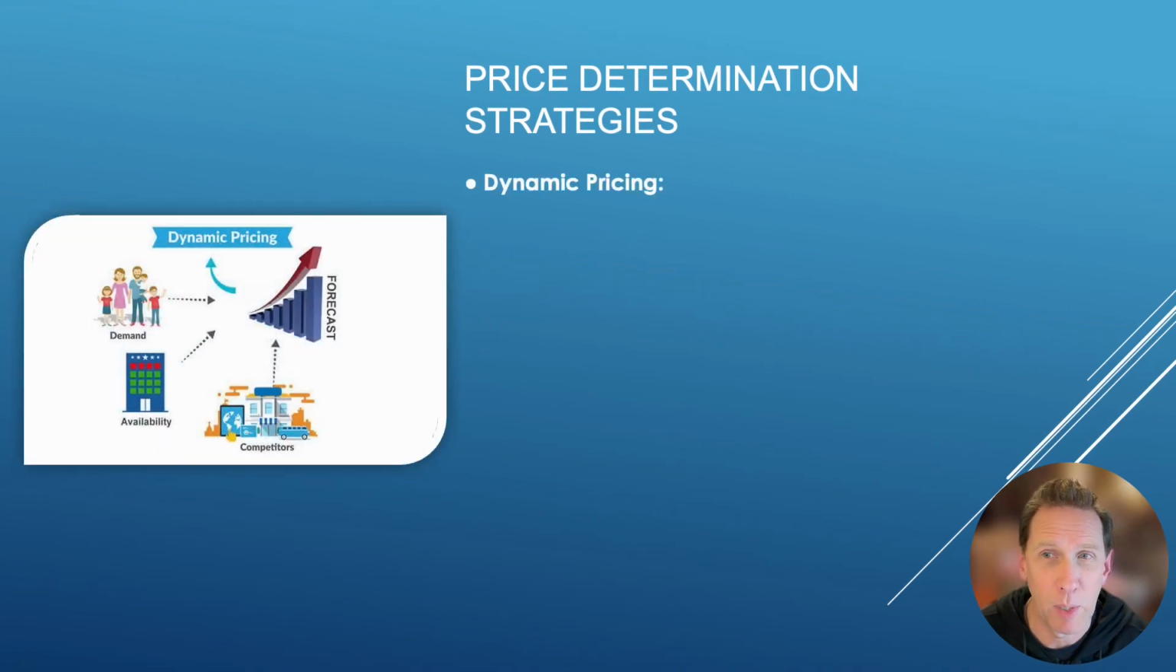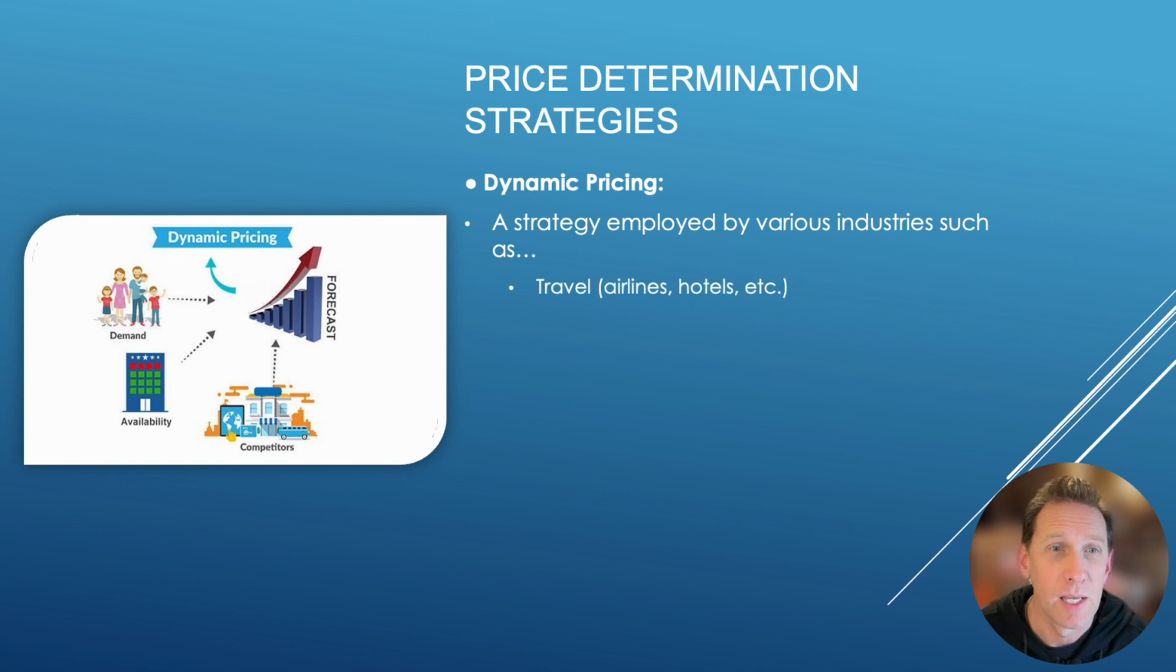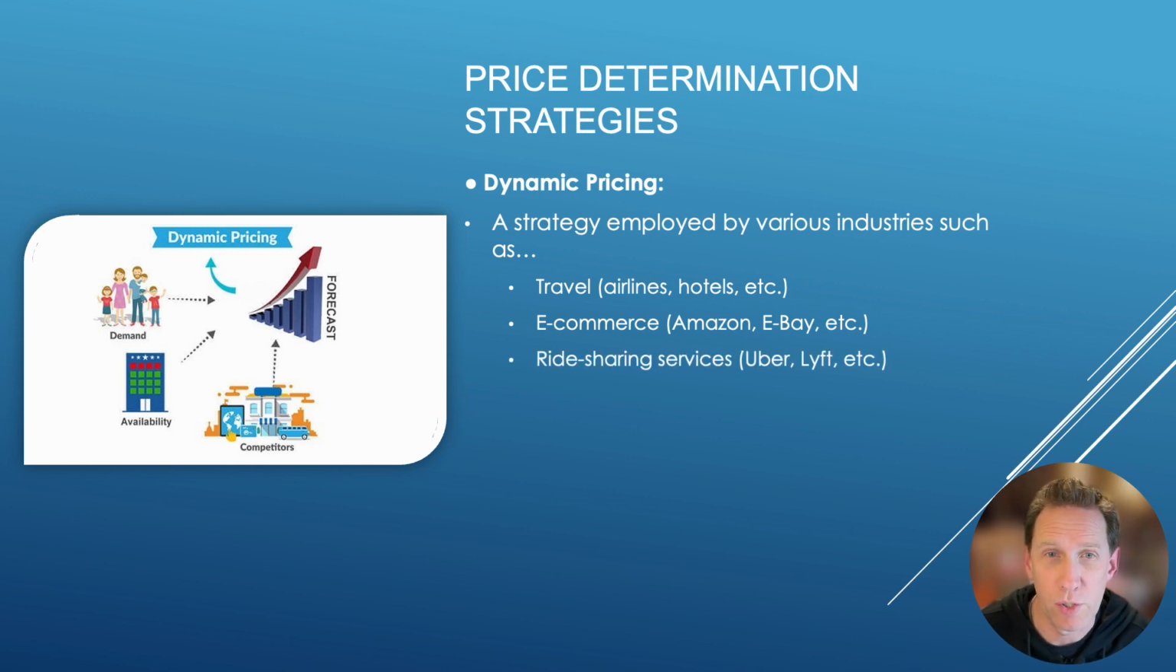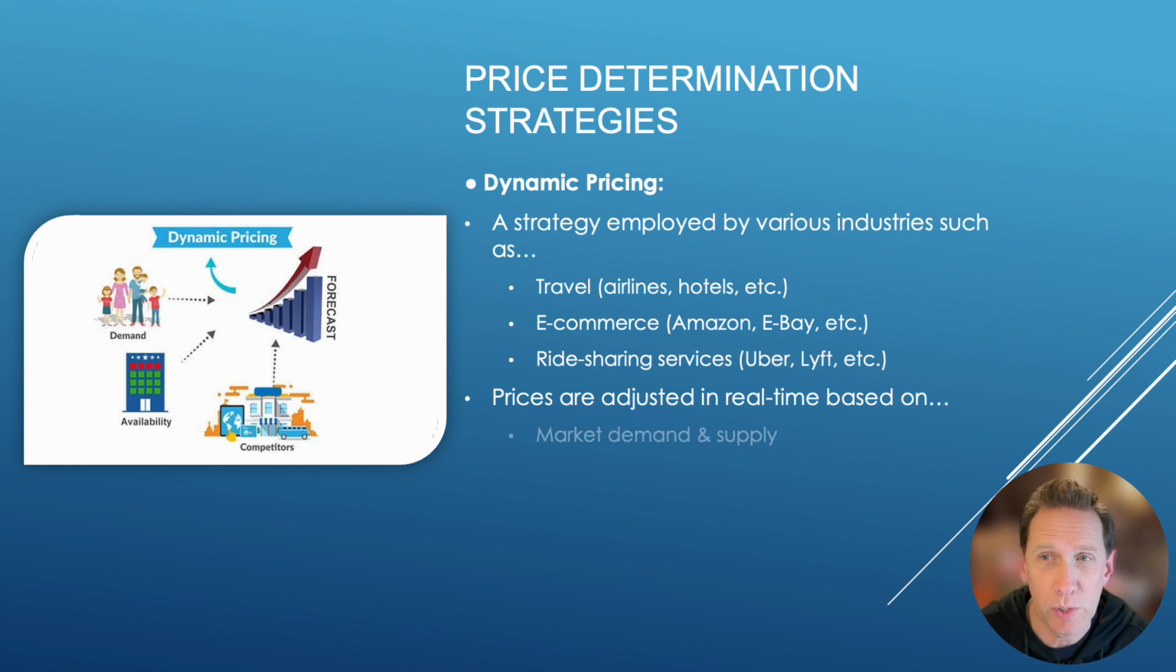Next is dynamic pricing. This is a strategy employed by various industries such as travel, like airlines, hotels, etc., e-commerce, Amazon, eBay, etc., and ride-sharing services like Uber and Lyft. Prices are adjusted in real time based on market demand and supply and any other factors and/or variables.